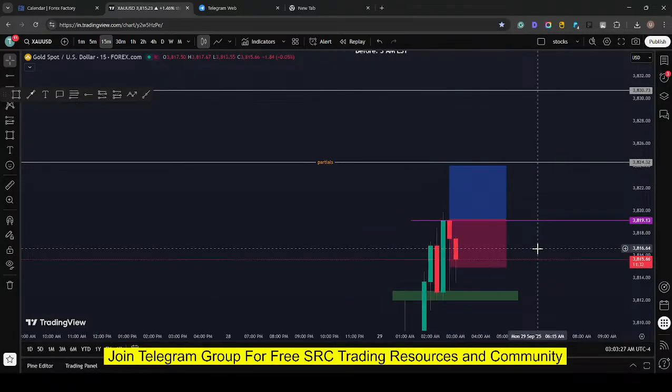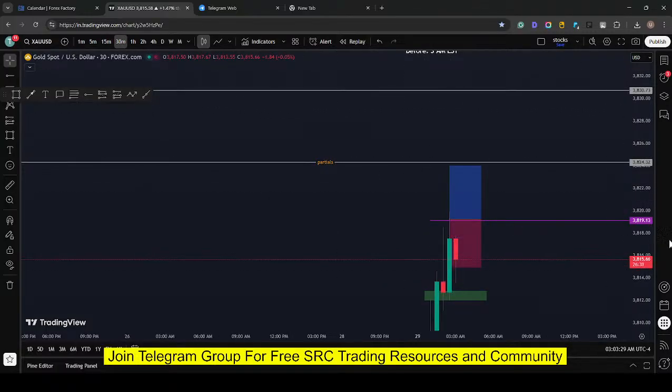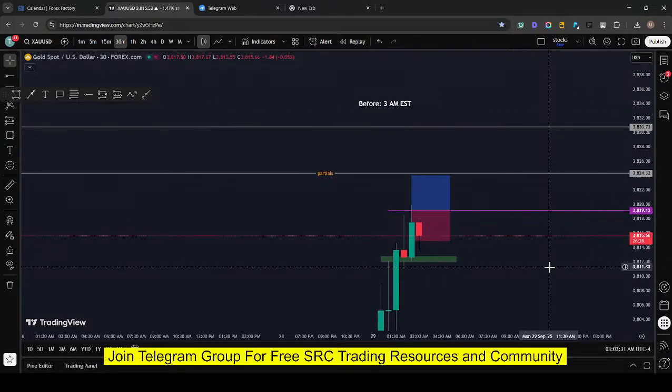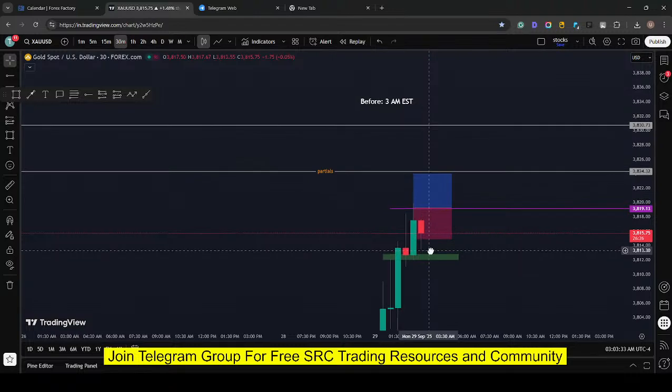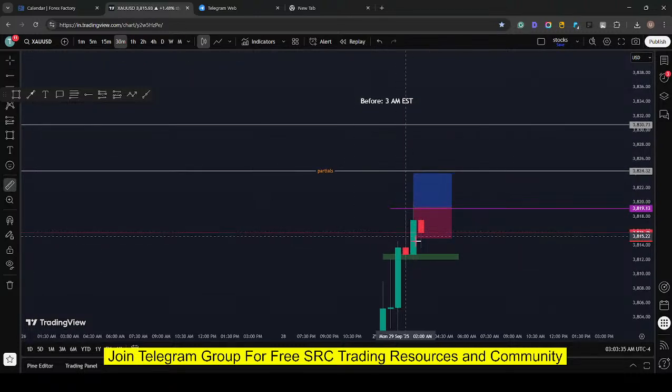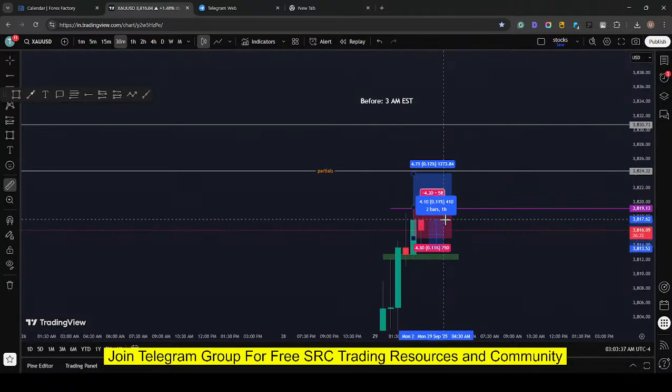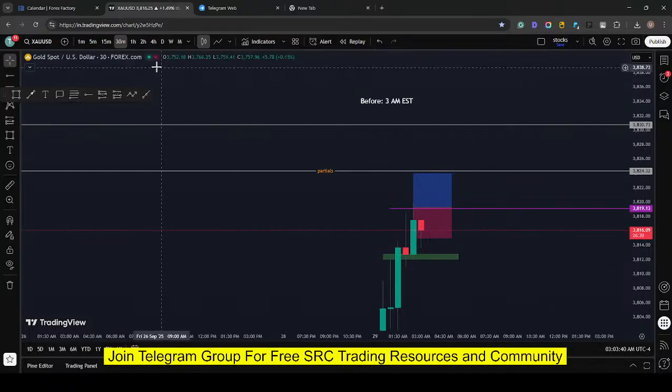So just give me buys. Just flip. I think flipping is also good right now. 41 pip SL.